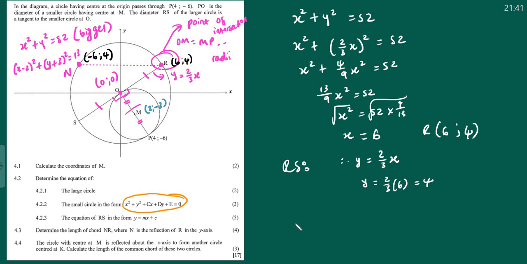So let's understand that. Now let's go to 4.3. So we need to get, we have R, we have N. So the distance of N is what?